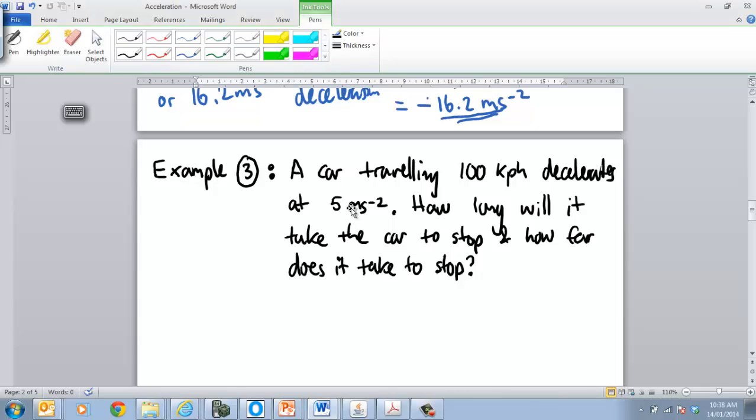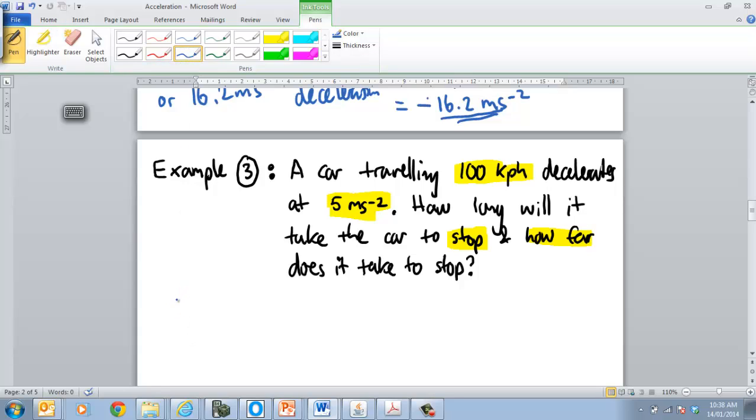So key information you're probably looking at here when you're looking to highlight some stuff. Obviously that speed there, and then we know it's coming to a stop, so we have to actually work out how long it takes and then how far. Alright, so let's write some stuff down on the side over here.